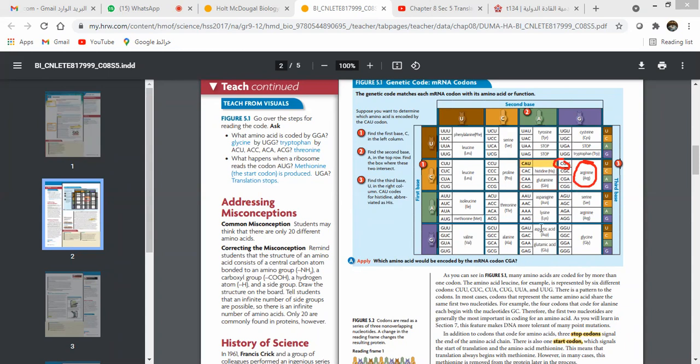Okay? If you look here also at leucine, where is leucine? Leucine also has 6. 1, 2, 3, 4, 5. Here I have 4 for leucine, and 2 here. 1, 2, 3, 4, 5, 6. 6 codons code for leucine.